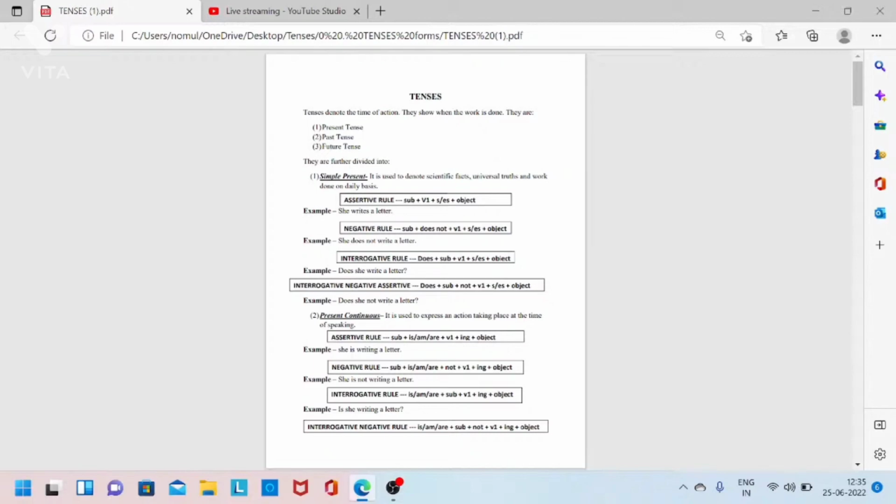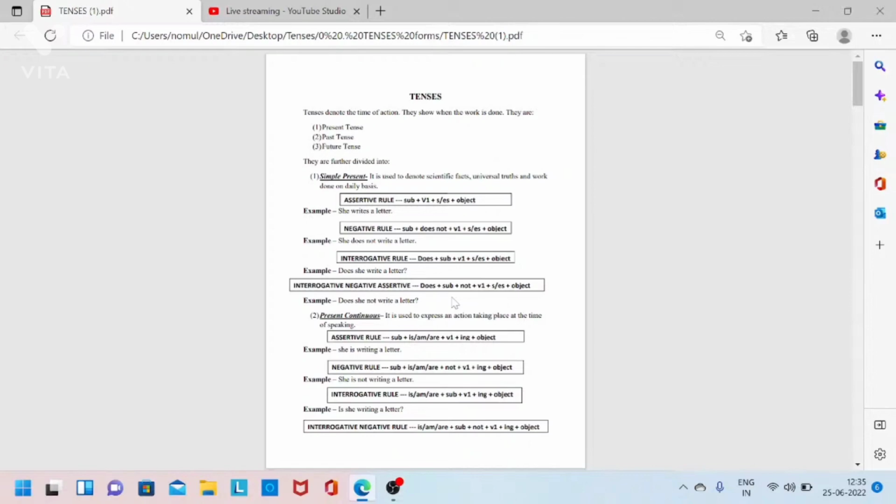For example, she writes a letter. So see, write is a verb, v1 formation, okay. And for the verb, we will be using s or es, whatever the verb we are using there. So she writes a letter. This is the formula. And for the negative rule, what we will do is subject plus does not plus verb 1, and verb 1 again, plus s or es will be added, plus object, okay. So she does not write a letter, okay. She does not write a letter. So this is the negative formation.